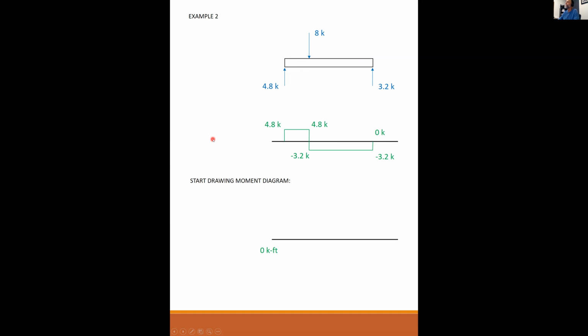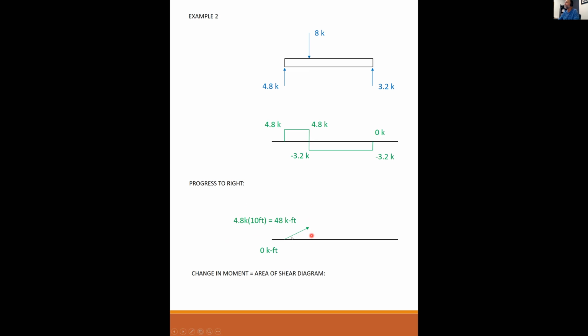How about the moment diagram? If I do not have an end moment and I do not have any end restraint, where does the moment diagram have to start? On 0. We start at 0, but the change in the moment diagram is equal to the area of the shear diagram. This is positive shear, so the moment diagram is going to go up. The area of this is 4.8 times, I think this was 10 feet. So we're going to go up 4.8 times 10 feet, which is 48 kip feet.